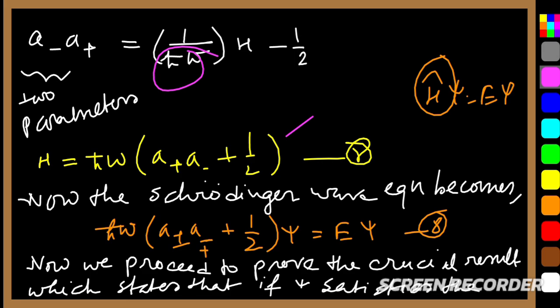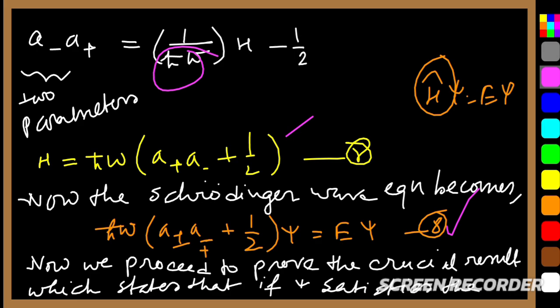So now the Schrödinger wave equation becomes H cut omega within the first bracket, that must be A plus minus A minus plus. Look, the opposite of plus minus is minus plus, remember this. So one is A plus minus, another is A minus plus, plus half of psi equal to E psi. This is the eighth equation.